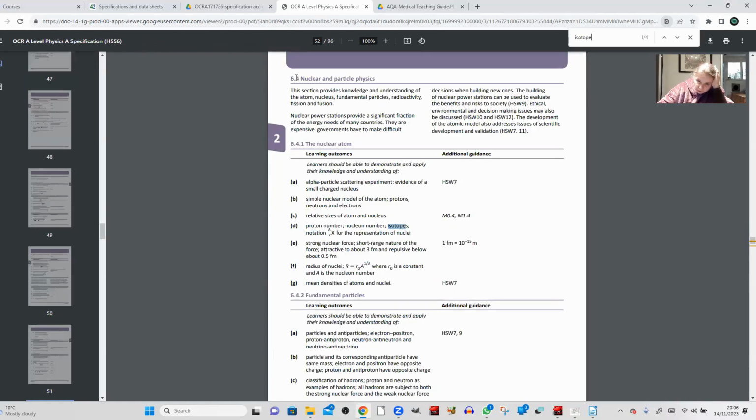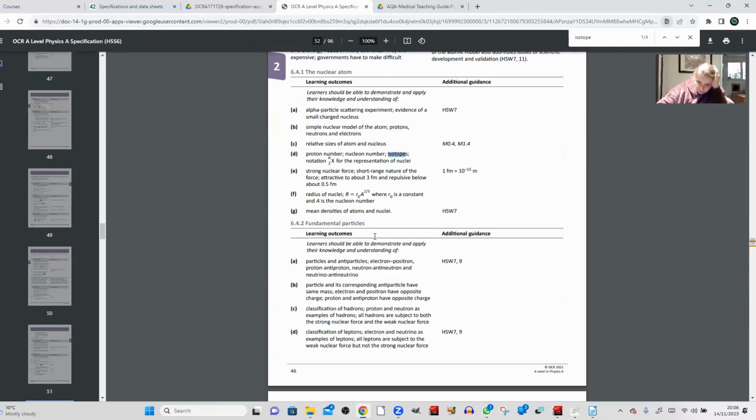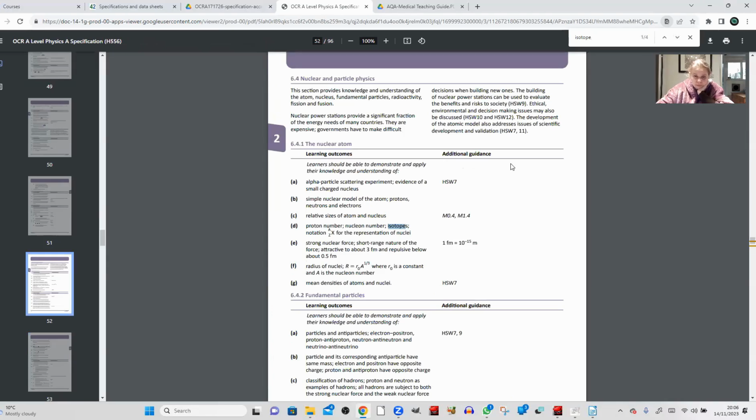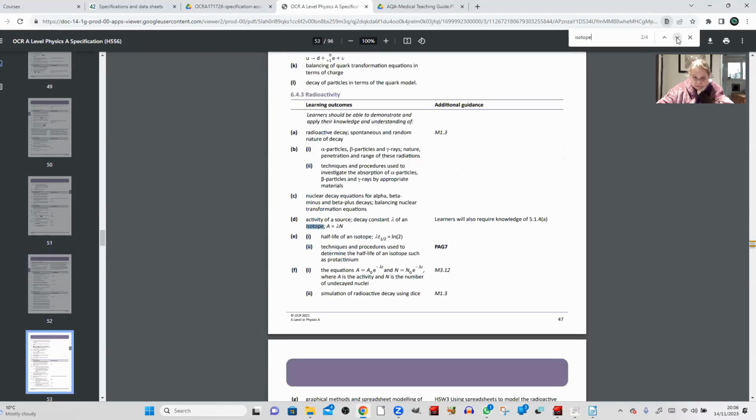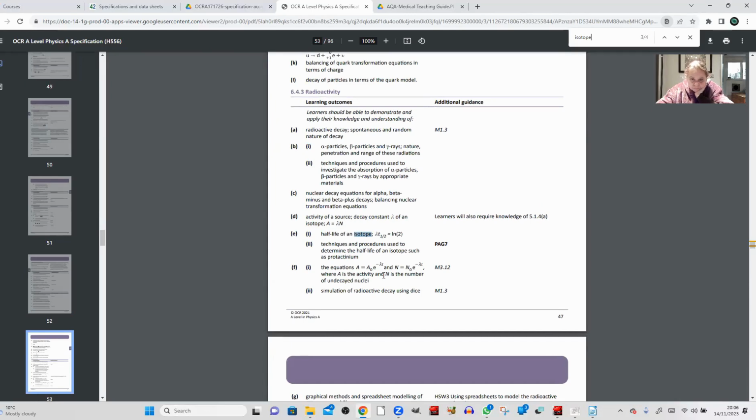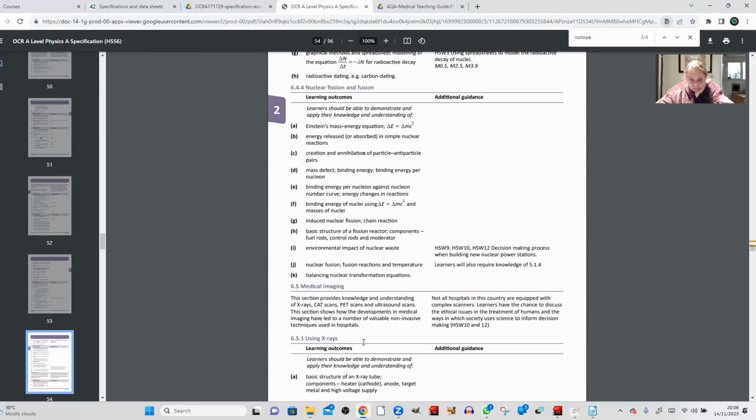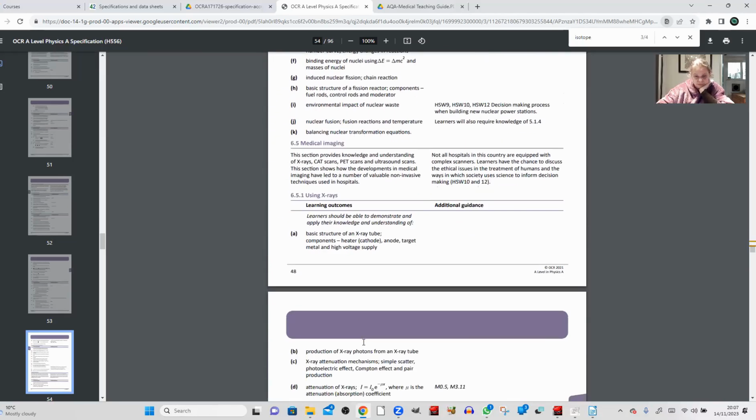Right, so section 6.4, nuclear and particle physics. Isotopes are there. You can see it comes up 4 times. There it is in the activity bit in radioactive decay. If we step through, we've got the nuclear atom, and keep going. Decay constant, keep going. Oh, half-life of an isotope. Well, where's the stuff on nuclear fission and fusion? Again, I looked this up and no, there it is, medical imaging.